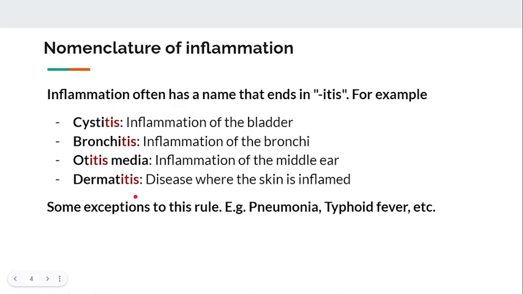But of course, we have some exceptions to this rule. For example, pneumonia, which is inflammation of the lungs. Okay, so pneumonia does not end with -itis. So this is an example of an exception to the rule, saying that when you're talking about inflammation, a condition will end with -itis. We also have typhoid fever. This is also a type of inflammation.